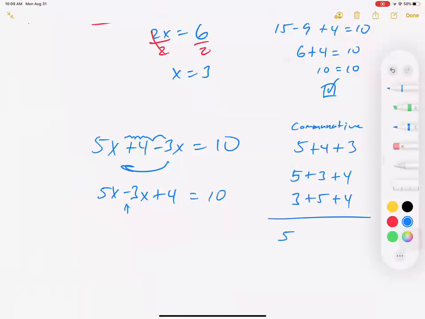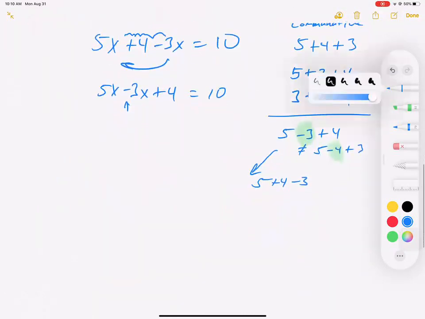5 minus 3 plus 4 is not the same as 5 minus 4 plus 3, right? In one problem, I am minusing 3. In another, I'm minusing 4. That is not the same. But what does work, let's write this over here, is 5 plus 4 minus 3. That does work because the negative still went with the 3. That's still a minus 3.